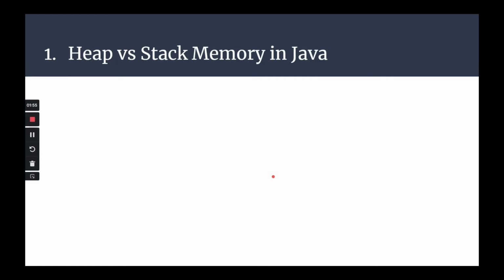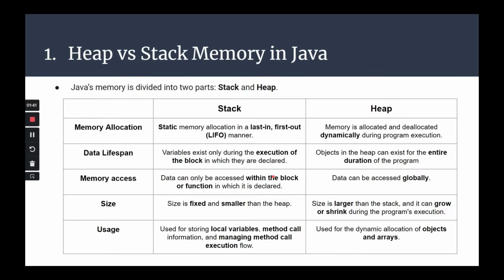So the first question is about heap versus stack memory. So why do we start with this? An integral part of how GC works depends on how well you understand the heap versus stack memory. You can think of it like the data structures involved. So first of all, we have to understand what are the differences between these two. I have divided it into 5 aspects: the memory allocation, data lifespan, memory access, size, and usage.